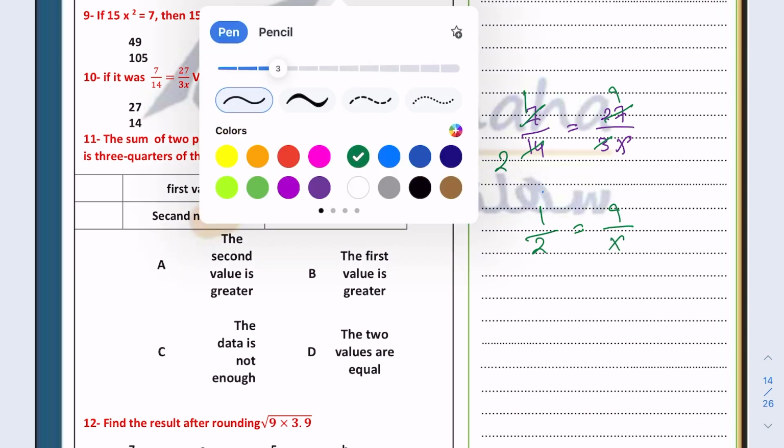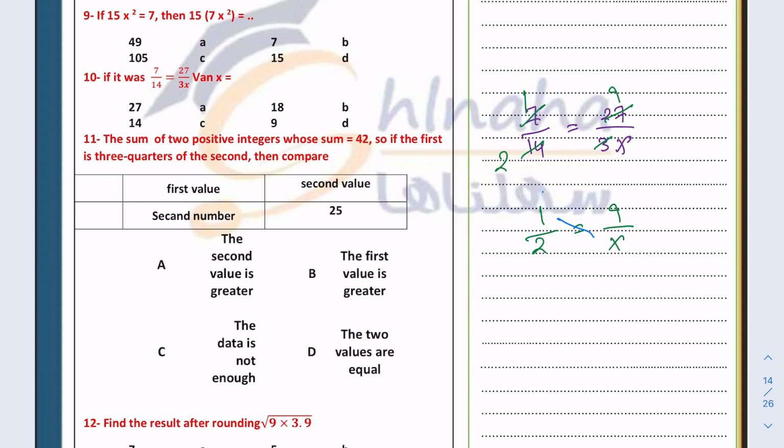By the way, in this type of question, we will use cross multiplication. The number with x in the same cross will always be down. The other two numbers will be up. It will be 18. x equals 18.